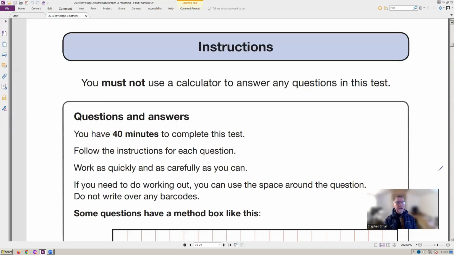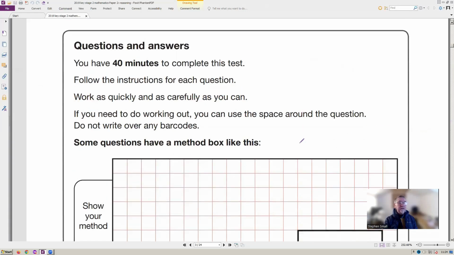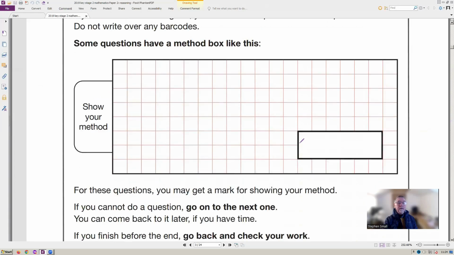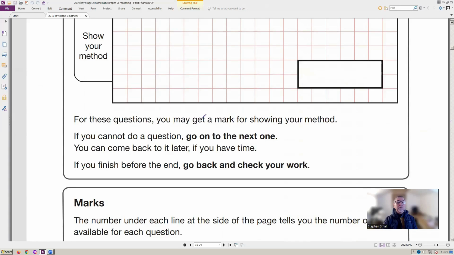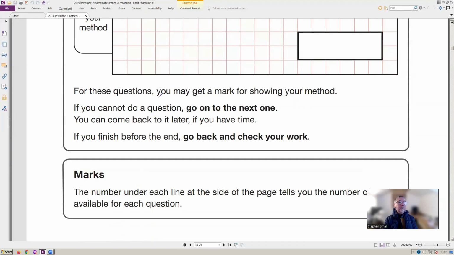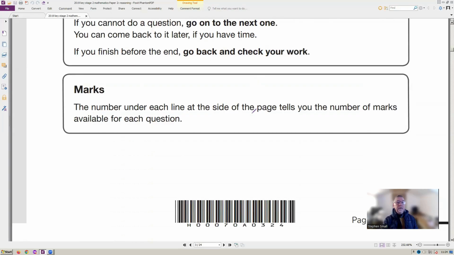Okay, we've got some instructions. Don't use a calculator, 40 minutes to do the test. Got to work as quickly as we can. They're going to give you some space if you need to do some working, and there we've got to stick the answer in the box. They're telling us the marks for each question. Go to the next one if you can't do it, of course, and go back and check your work if you've got time. Right, off we go.